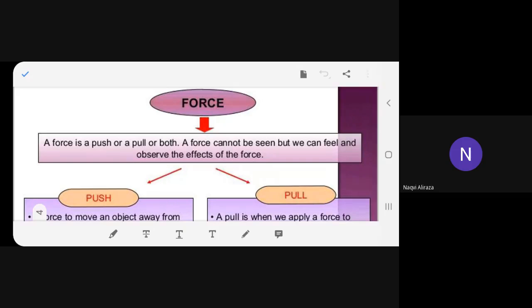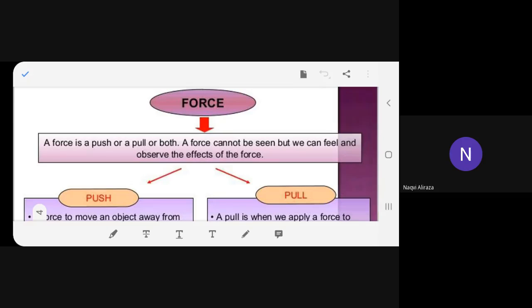But we can feel and observe the effects of the force. Fine. So what is a force exactly? Either you push something or you pull something. Now you go to a restaurant, you go to a hotel, there must be a door. It's written over there, push and pull, isn't it? Have you ever come across that on the door it is written push or pull? So whenever you do this activity, you are applying the force.